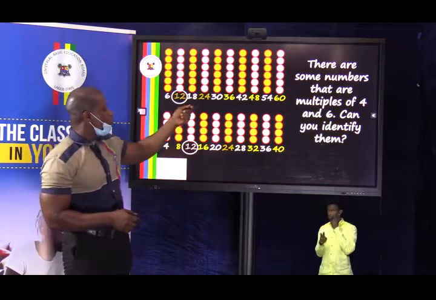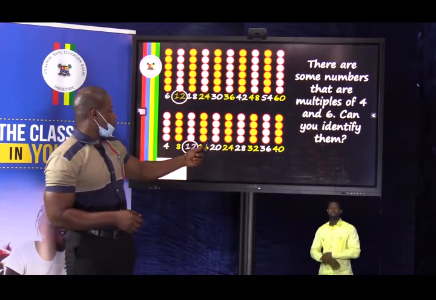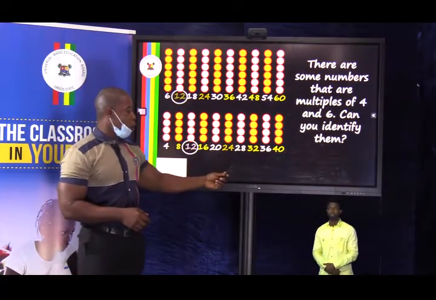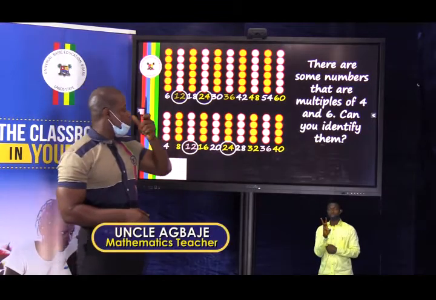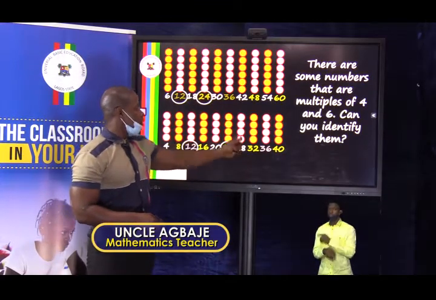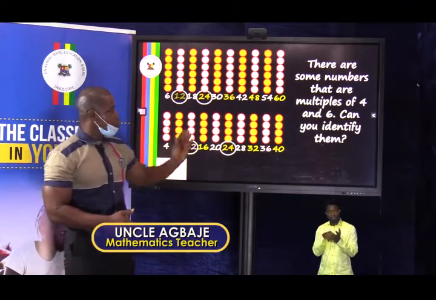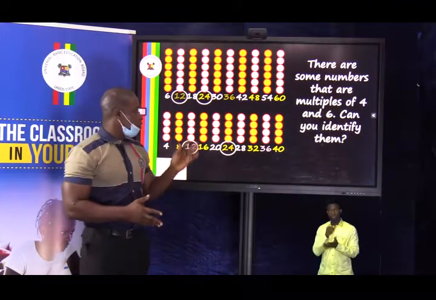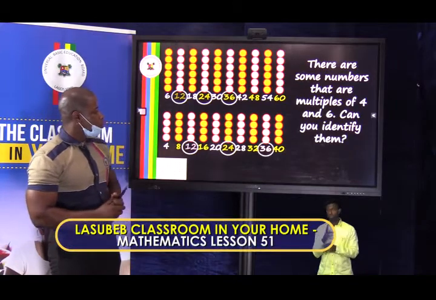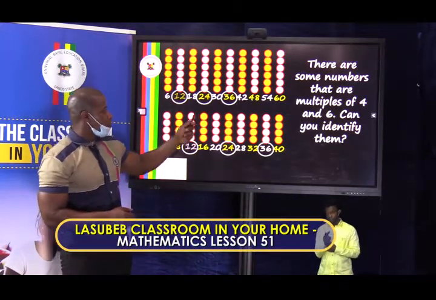We also have 24. 24 is a multiple of 6. 24 is a multiple of 4. And we also have 36. 36 is a multiple of 6. It's also a multiple of 4. There are more, but within these ones that I have given here, we have just 3 common multiples. So we have 12, we have 24, and we have 36.